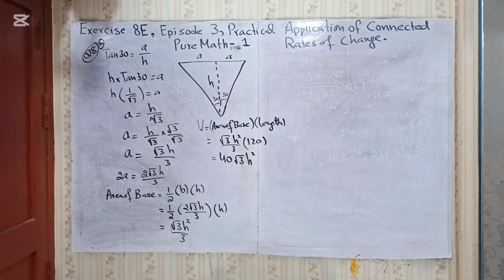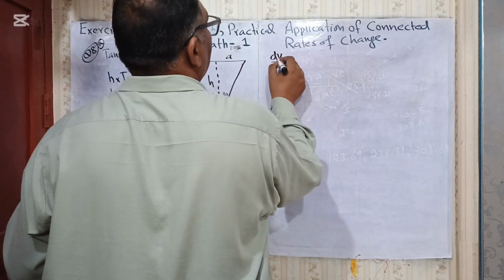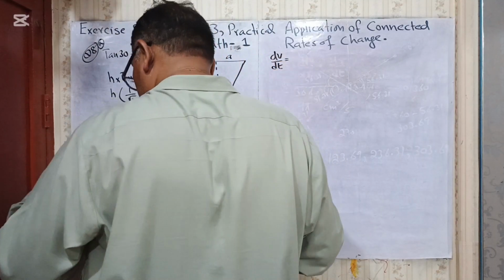This is question number 8, A part, and this is how you will do this. We were supposed to show that the volume of that water is 40 under root 3 h square. This is how you will do this. I hope you understand this.